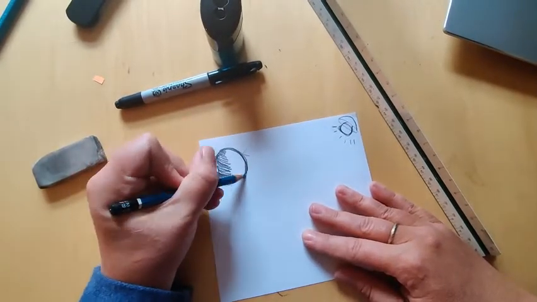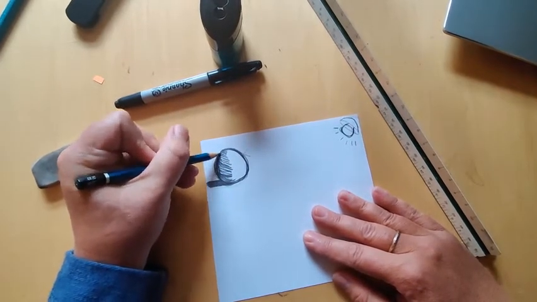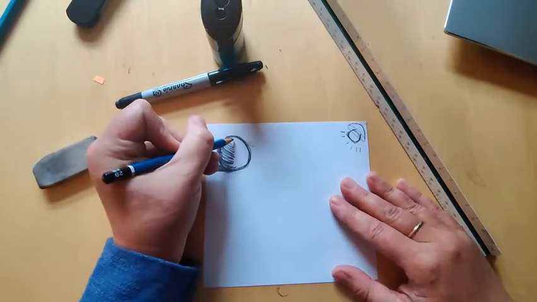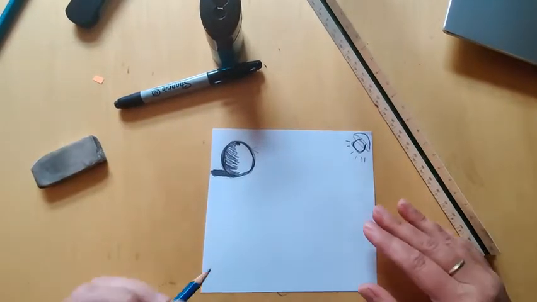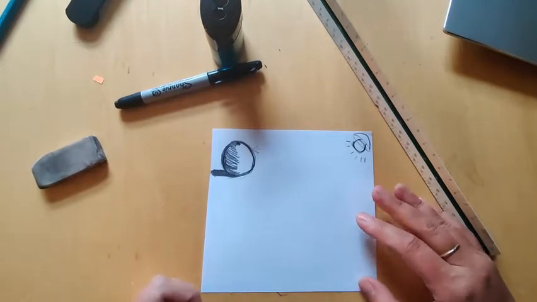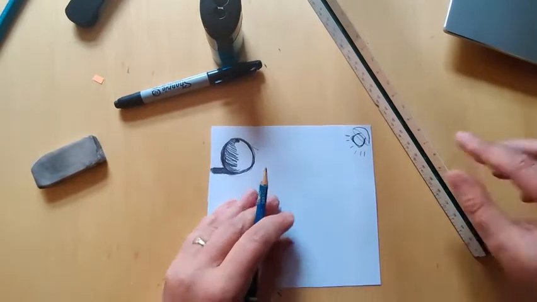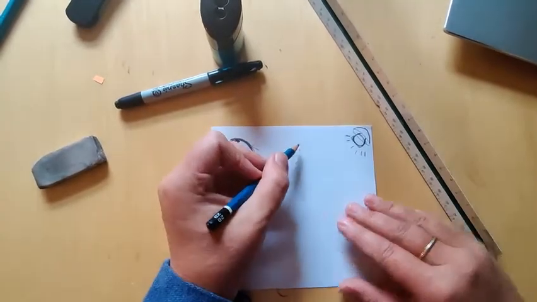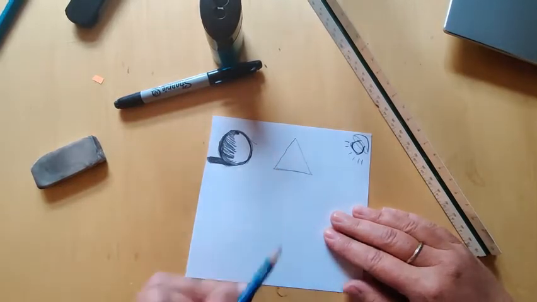My circle isn't a perfect sphere. Maybe that's more like an orange, a misshapen orange. Maybe I get my little top on there. So it's my orange. Okay, and then our next one on our chart is our triangle. So we're going to take a triangle and we're going to change that into a cone.